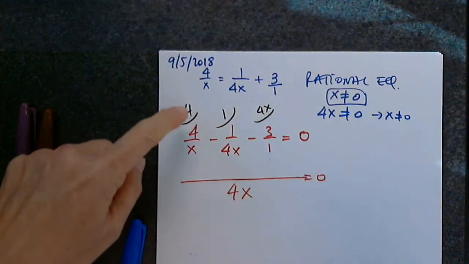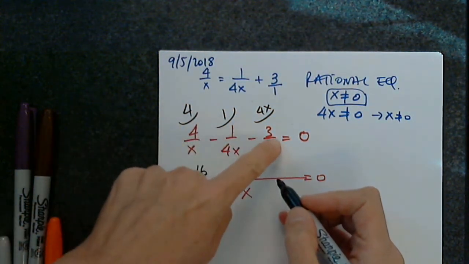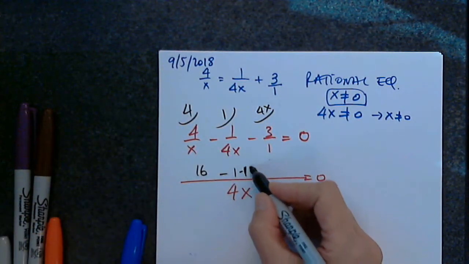Okay, so 4 times 4 is 16, minus 1 times 1, which is 1, minus 3 times 4x, which is minus 12x.